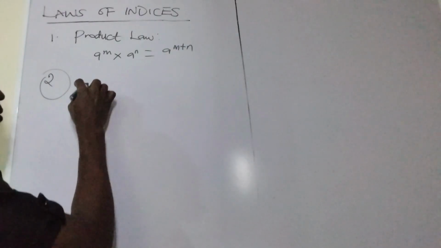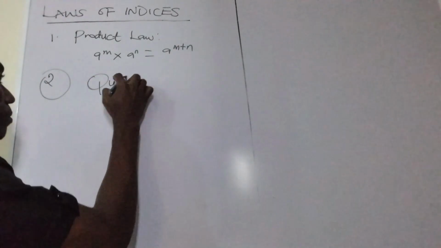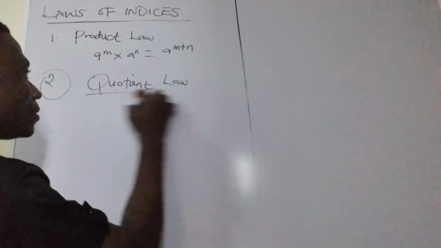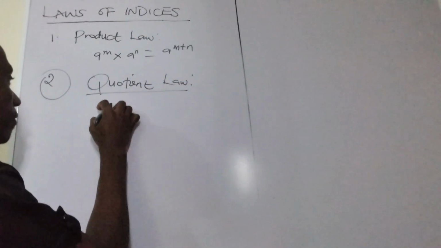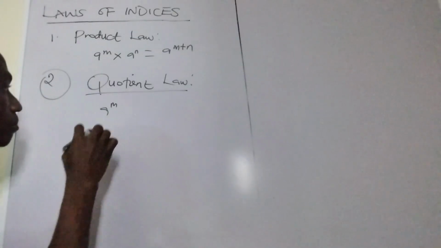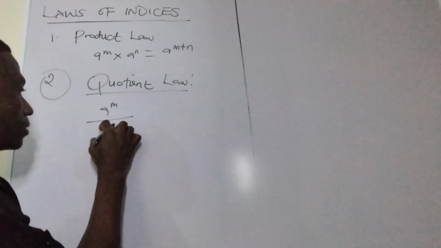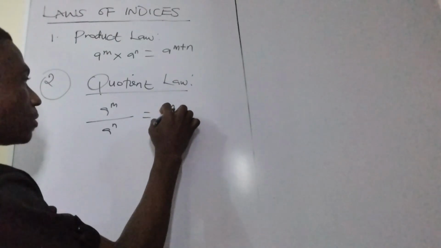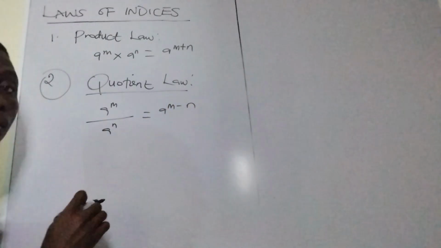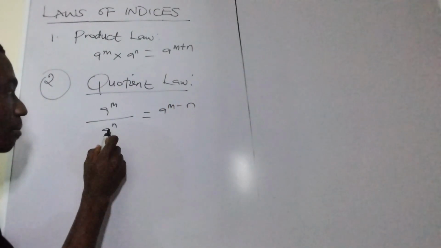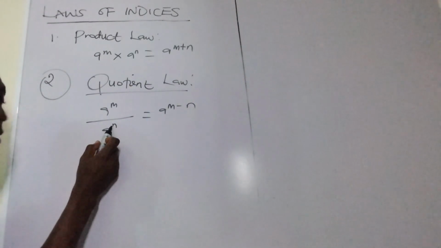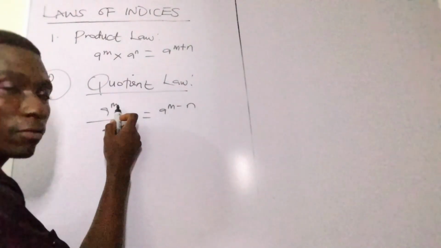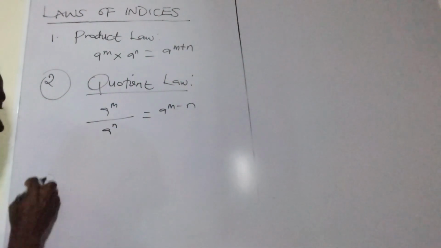Let's say we have what is called the quotient law. This law says that should we have a to the power of m all over a to the power of n, that it can in turn be written as a to the power of m minus n. That is, in other words, when the bases are the same by division, the power of the divisor can be subtracted from that of the dividend. Now let's look at another law.